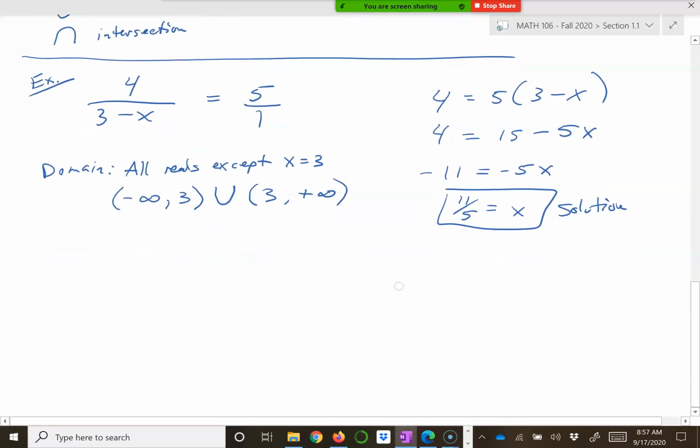Now, there are going to be some times when you have rational expressions that look like this. So here's another example.